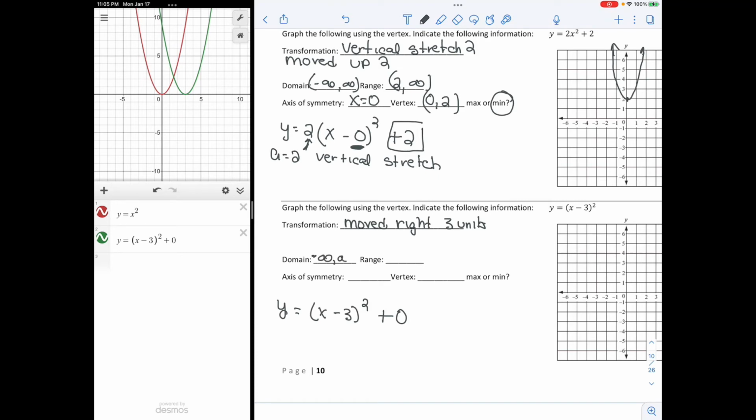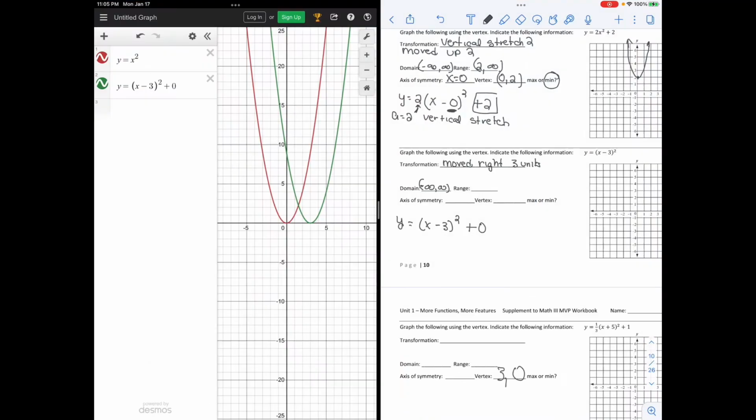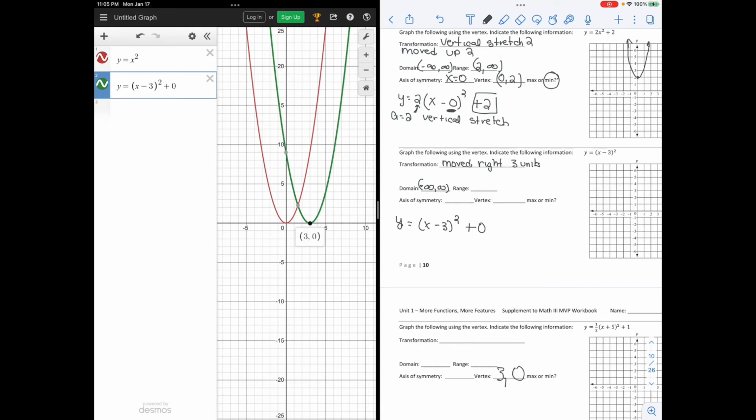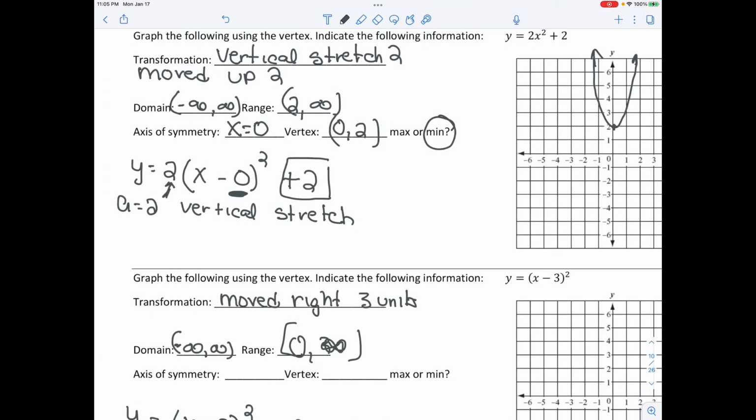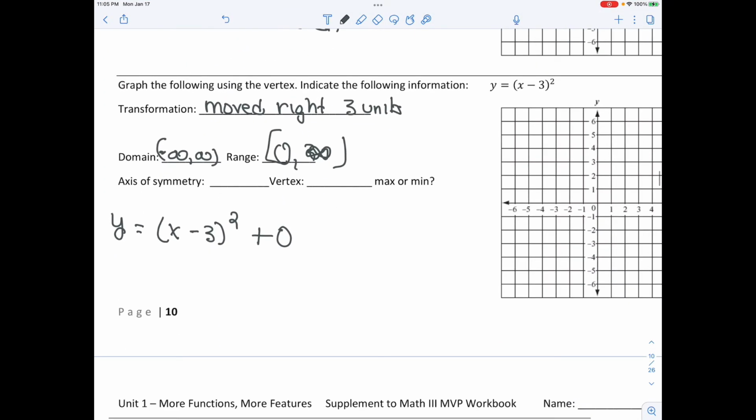What is my domain? Please, everyone, go negative infinity to infinity. Now the range, what was the smallest y value that I have? My smallest y value is 0, so my range goes from 0 to infinity. My axis of symmetry, so if I sketch this over here on my graph, oh, I didn't mean to do that. I hope I can get it back. It was 3, so it's here.